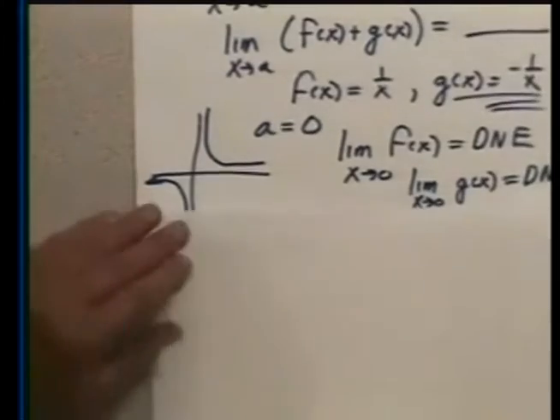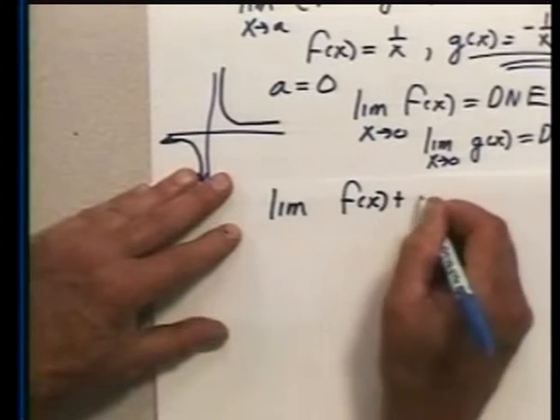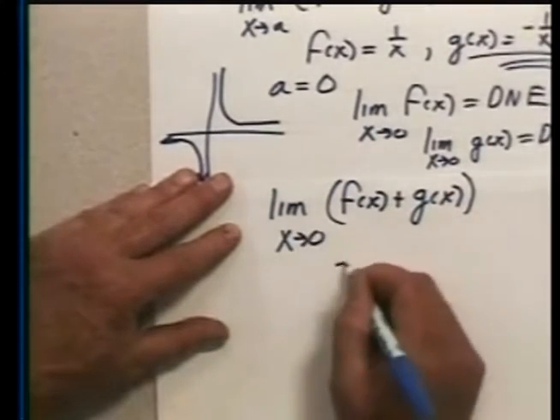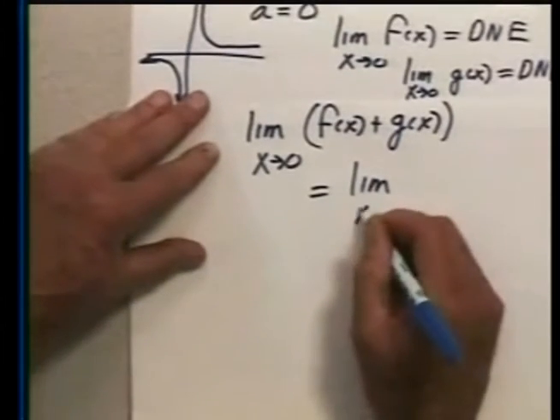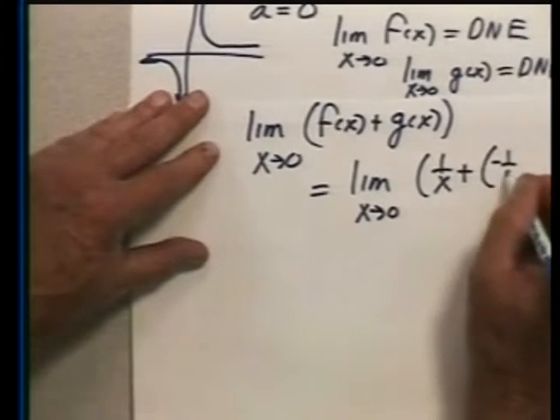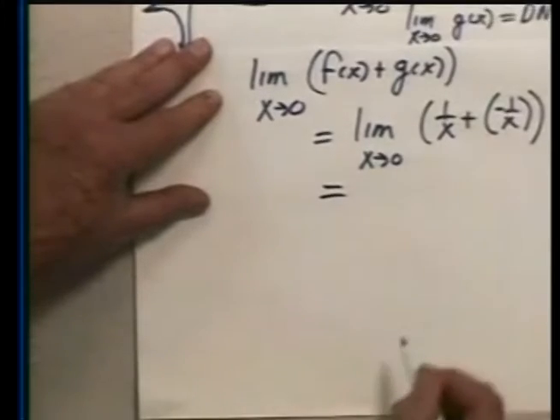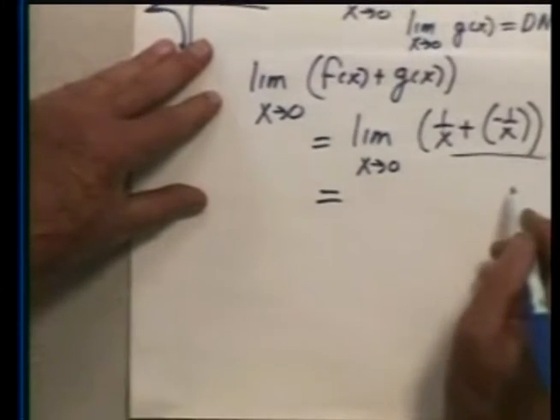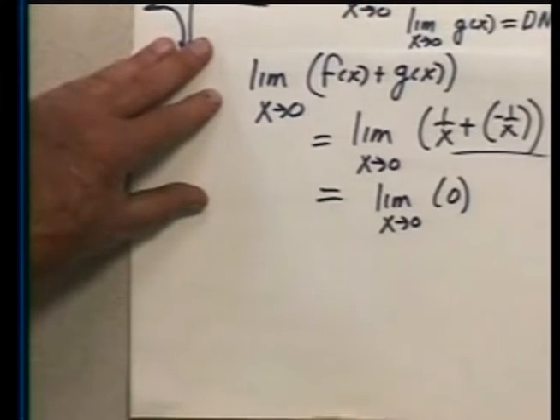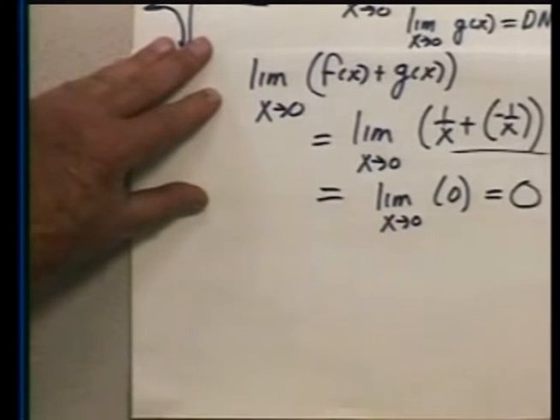Well, the limit of f of x plus g of x as x approaches 0 would be the limit as x approaches 0 of 1 over x plus minus 1 over x. But what's 1 over x plus minus 1 over x? So this is really just doing the limit as x approaches 0 of 0, which is a constant. And the limit of a constant is always itself.